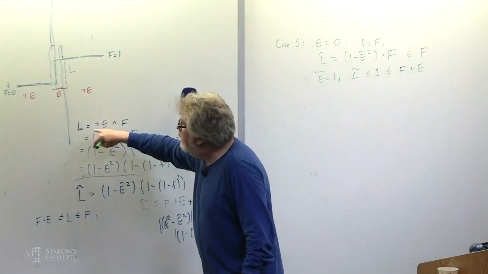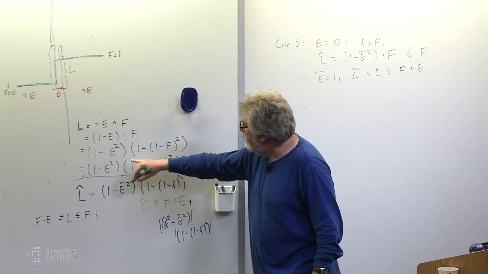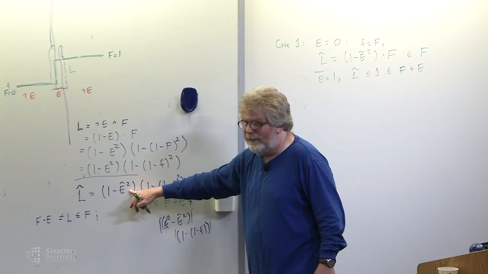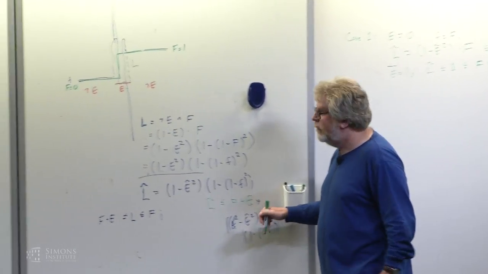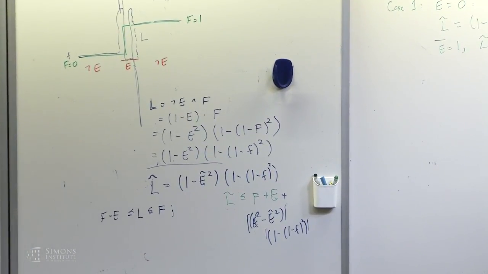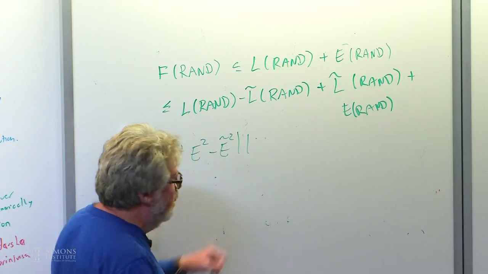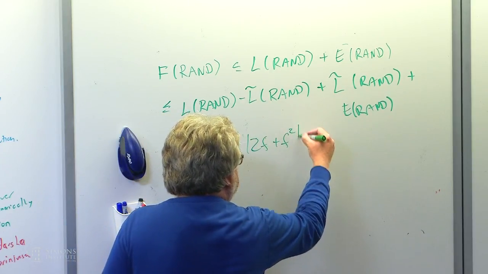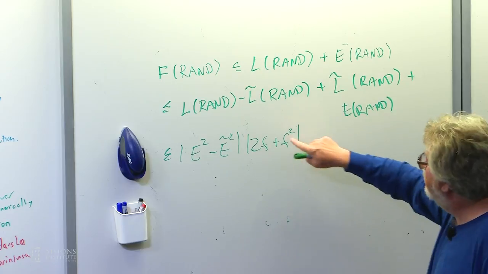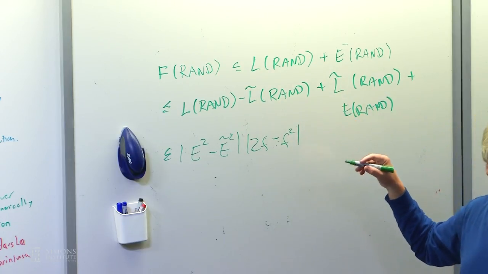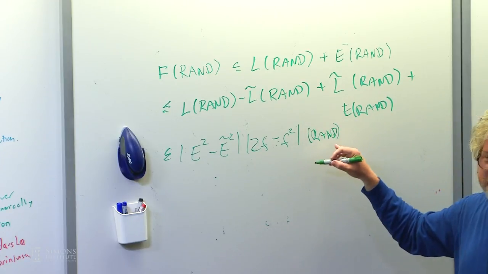Okay. And what's L minus L tilde? It's this with an E versus this with an E tilde. So if we subtract off, we get an upper bound of this absolute value, which is why I thought it was safe to. And the second part is like 2f minus f squared, but we're going to take absolute values, the expectation of that on the random, on the uniform distribution.